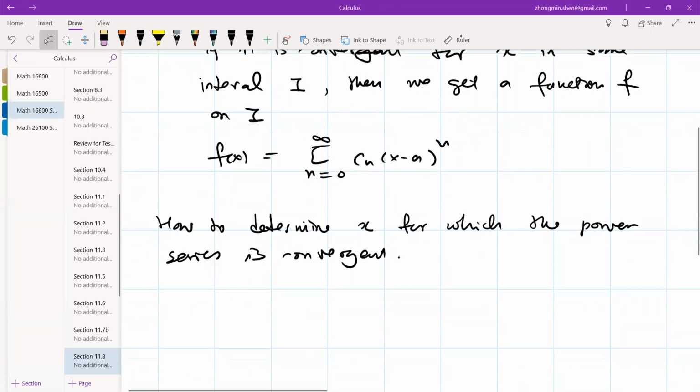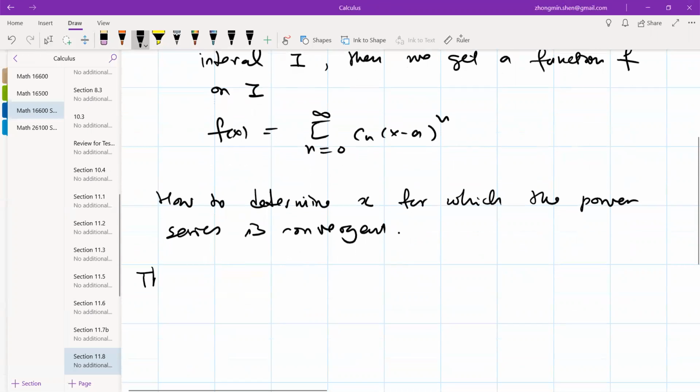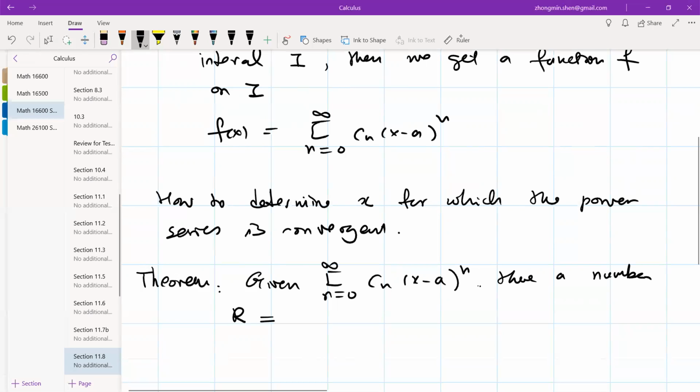Well, there is an important theorem. Mathematicians already found it out. I'm not going to give a proof, but let's get some ideas. The theorem says that given a power series, the interval in which the power series is convergent will be a very special interval. It will be symmetric about a. There is a number R, which could be 0, positive finite, or positive infinite.